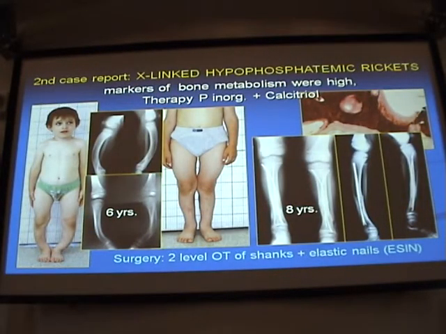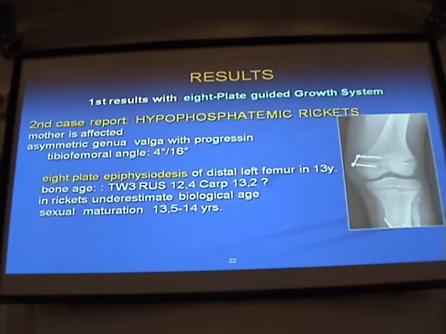This boy in pre-school age was treated by corrective osteotomies and internal nailing by pivot nails. And at the age of 13, we carried out correction of knee valgosity by 8 plate.